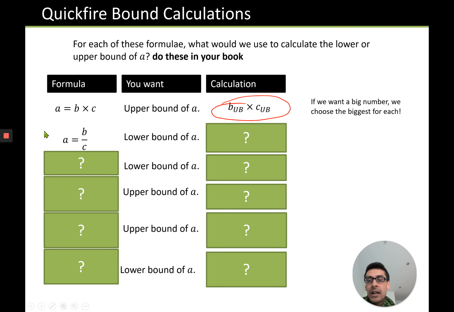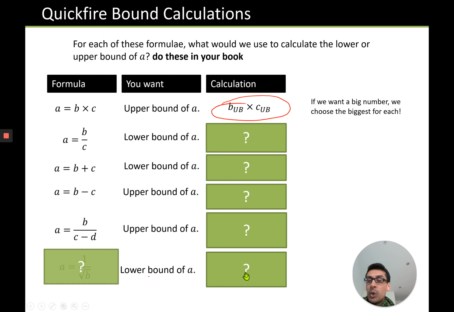So here are the calculations that you need to work out. And be careful to read the middle column as well. Sometimes it's lower, sometimes it's upper bound. So here are your calculations. Pause the video, have a go at this.